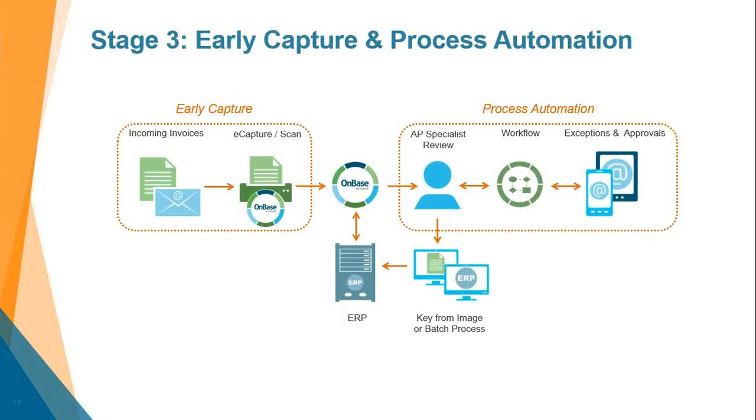In this example, OnBase is then routing that information to your AP specialist, and that is the area that workflow takes over from a process automation standpoint. Routes that information via Outlook, via mobile devices for exceptions, approvals, pushes that information then back to that AP specialist, who then would key that information into your ERP system. At that point, share that information directly with OnBase.